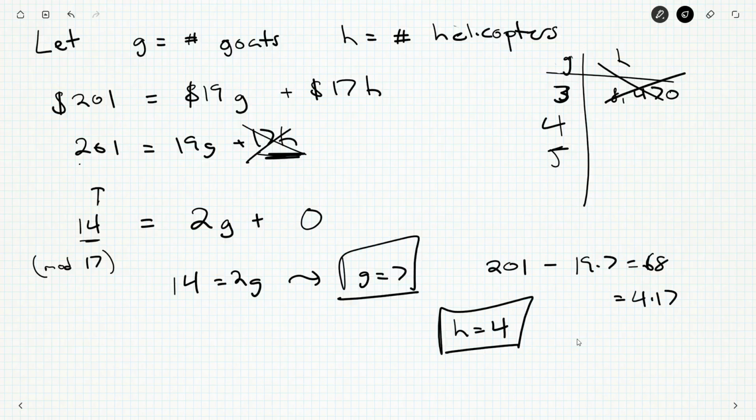No guess and check, no trial and error, nothing like that. This is the power of working with remainders, working in modulo systems. And it can be quite powerful, not just on the Euclid, but in more advanced contests as well. Okay, I'm going to leave it there.